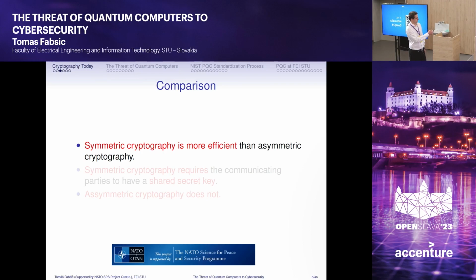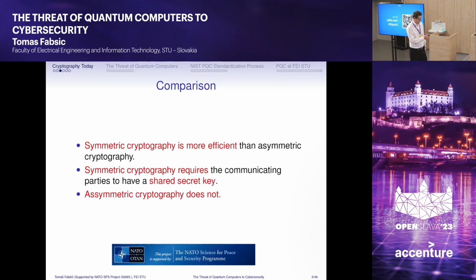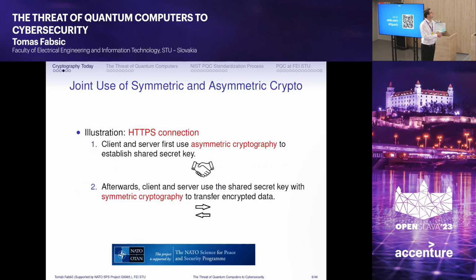So, yeah, the asymmetric cryptography is less efficient than symmetric cryptography. But the upside is that asymmetric cryptography does not require the shared secret key, which symmetric cryptography requires. So, as I said, we usually use them together jointly. And here's an example of such usage.